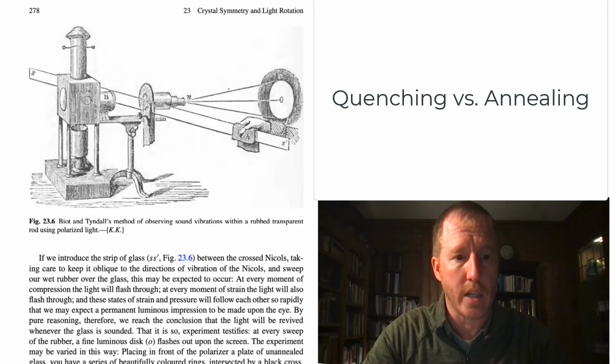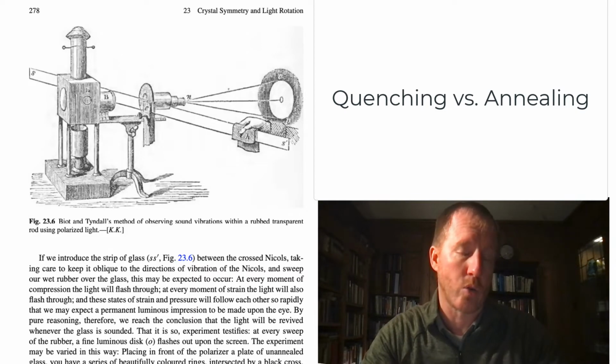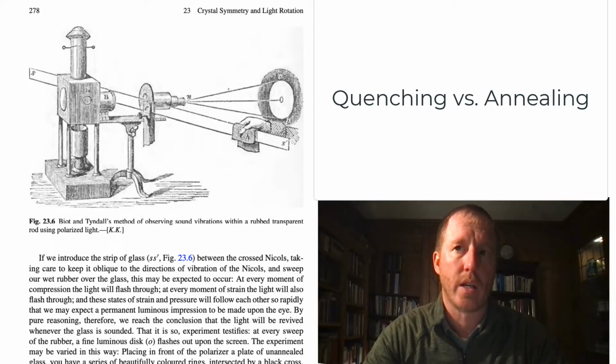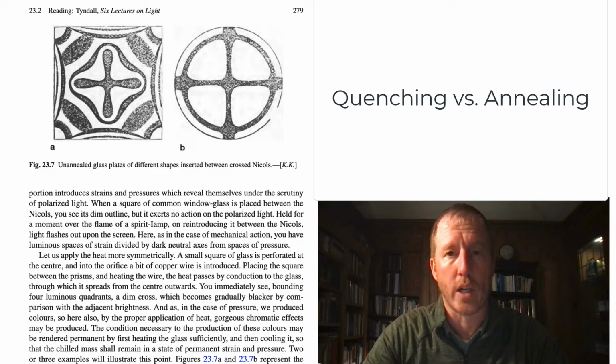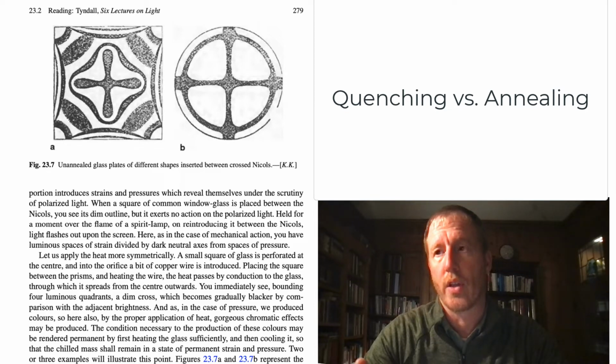So if it is unannealed glass, it means it's more like it's quenched, and so there might be some inhomogeneities that are frozen into it. And so when you look at this through cross polarizers, you can see regions where the stresses and strains are frozen into the glass.